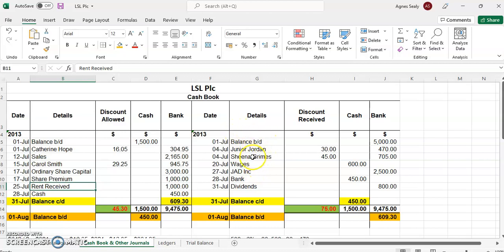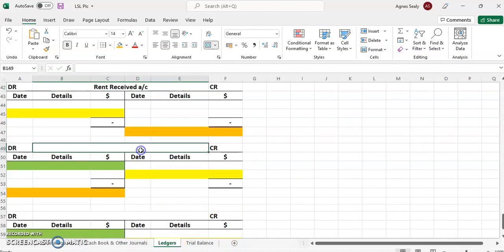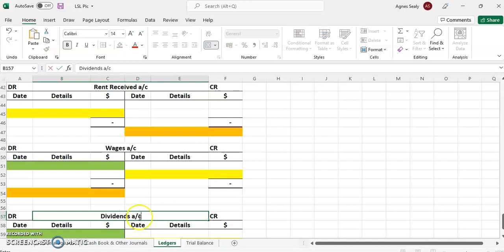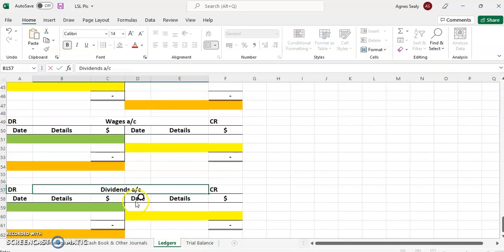When we go to the credit side, we are not looking at Junior Jordan or Sheena Grimes. We're not looking at JAD Inc. We're not looking at bank, because Sheena Jordan, Junior Jordan and Sheena Grimes are in the purchases ledger. We already have an account for JAD Inc. So we have to do an account now for wages and dividends. So you have a wages account and a dividends account. So I think we have all of our accounts now.